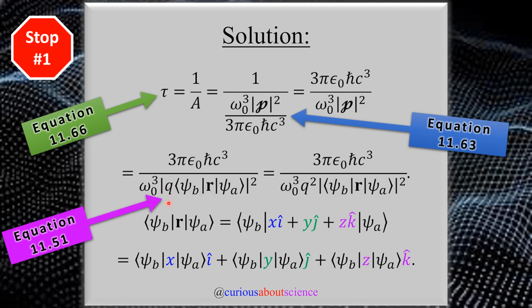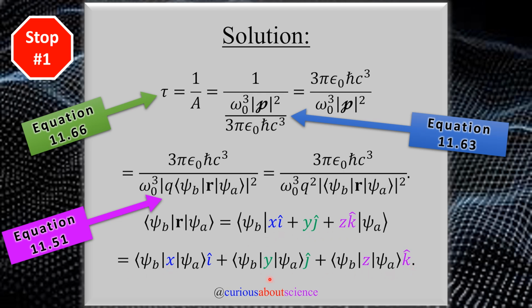Now we can plug in the definition for the electric dipole, which was q times the inner product of the position vector between the two states. Once we take the q out of the magnitude, this inner product becomes the heartbeat of this question. It's the biggest task in this exercise. Here, ⟨ψb|r|ψa⟩ can be broken down into x in the i hat, y in the j hat, and z in the k hat, and thanks to linearity, we can split this up into three separate things.